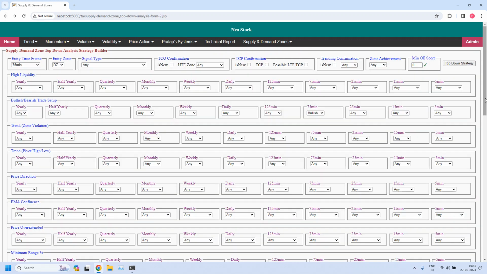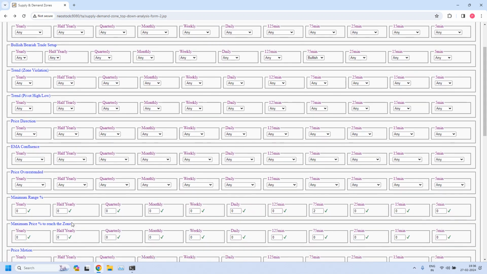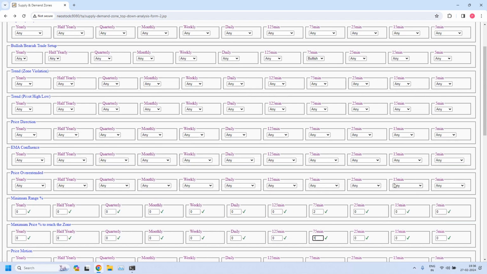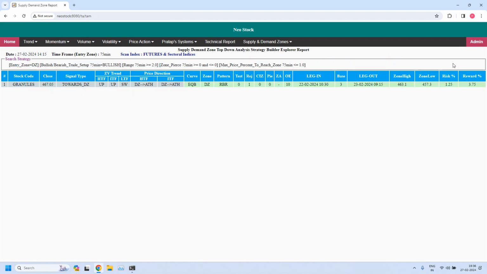Now what we do, from this list, for maximum price percent to reach the zone, let me check the value, set the value 1, minimum 1% range. So one stock is filtered. What went wrong earlier? I don't know. Okay. Anyway, we have a stock within 1% of the demand zone. We have Granules. Currently, it is moving towards the demand zone, from the all-time high.